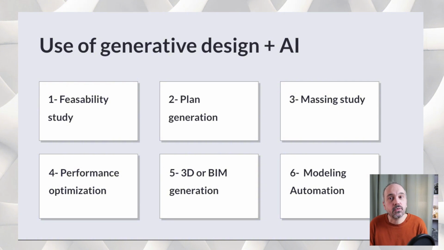Finally, you have the topic of 3D or BIM generation. So you start with a prompt to generate a BIM model or to generate some volumes, and modeling automation. I think many tasks that are currently done by hand, very meticulously, in Revit or other BIM software could be automated with AI or with classical automation.